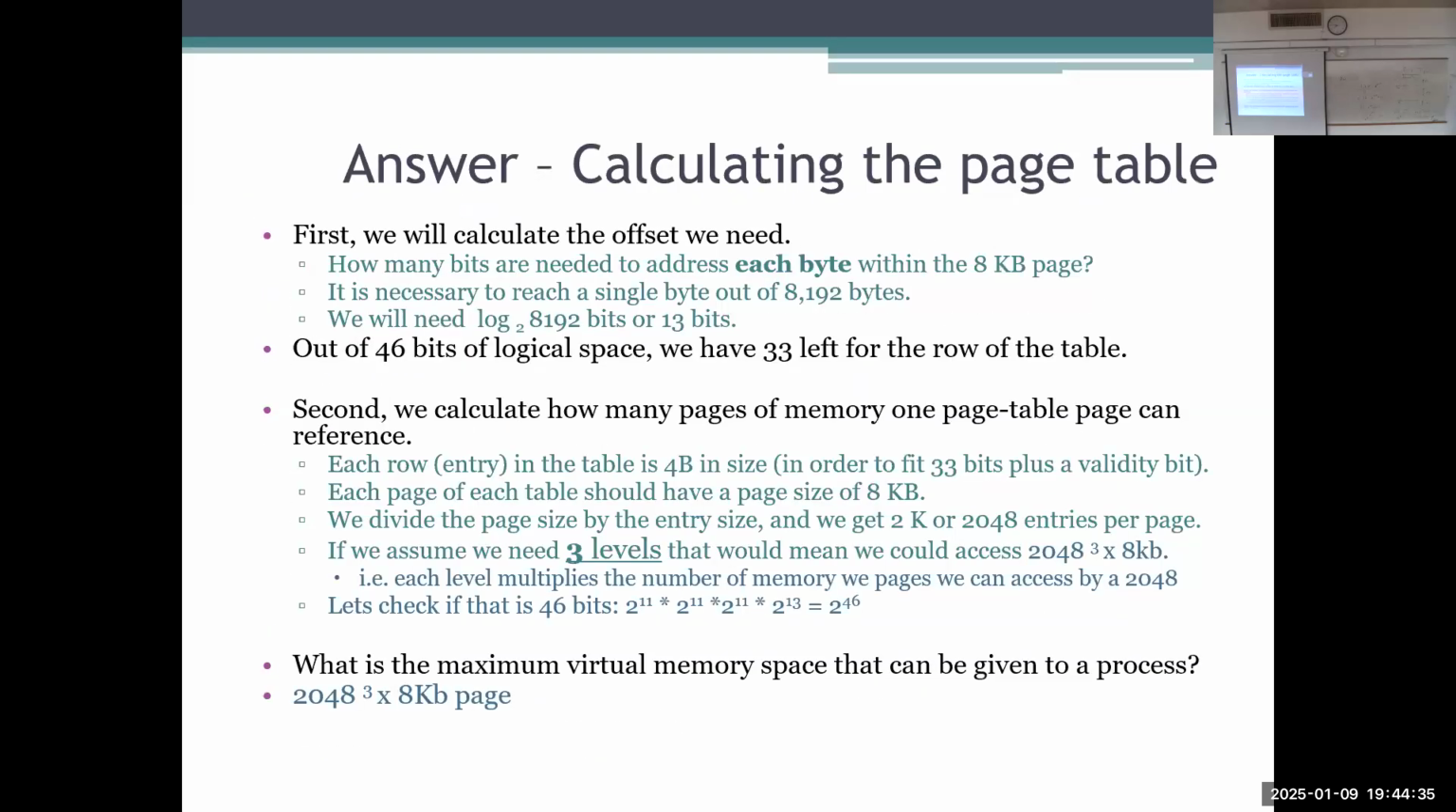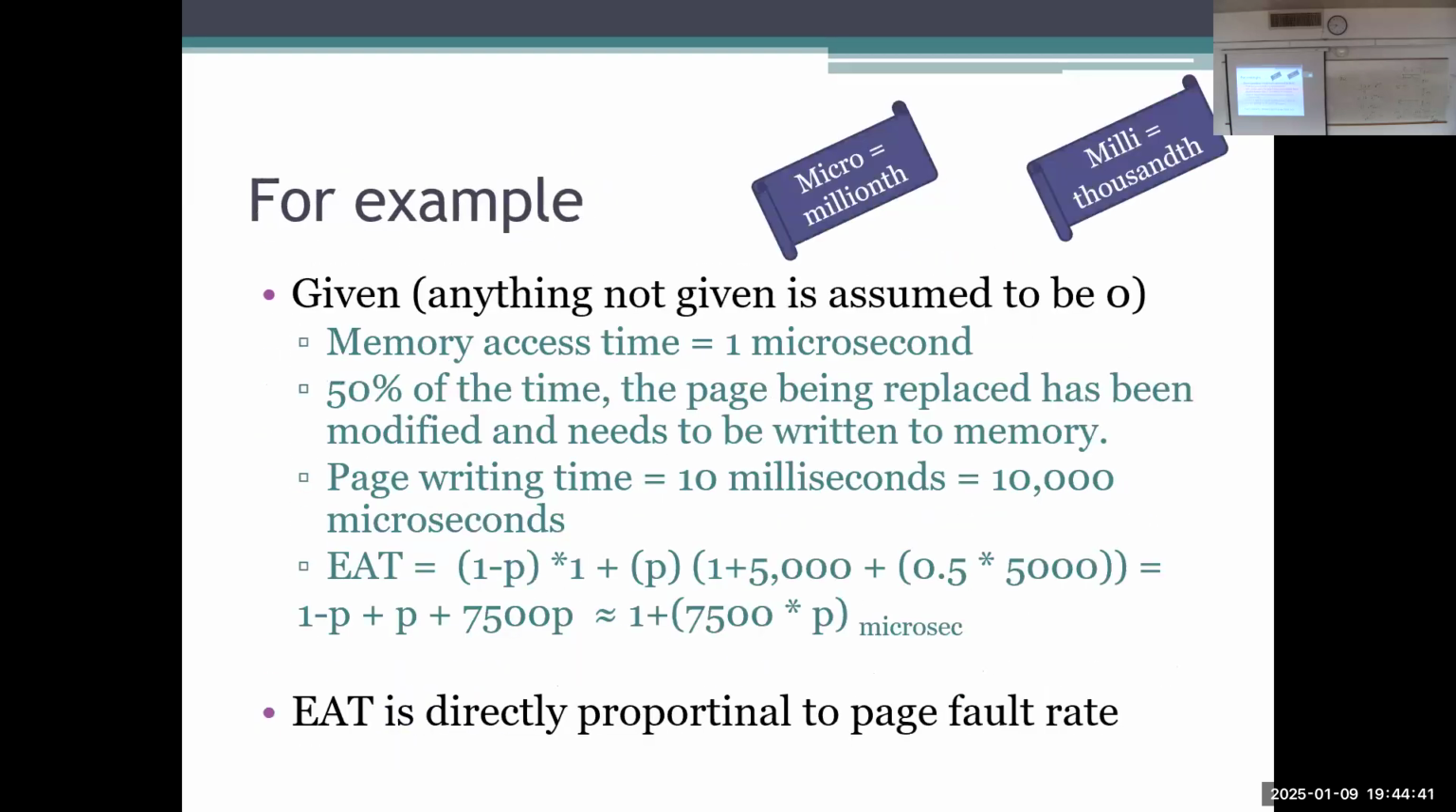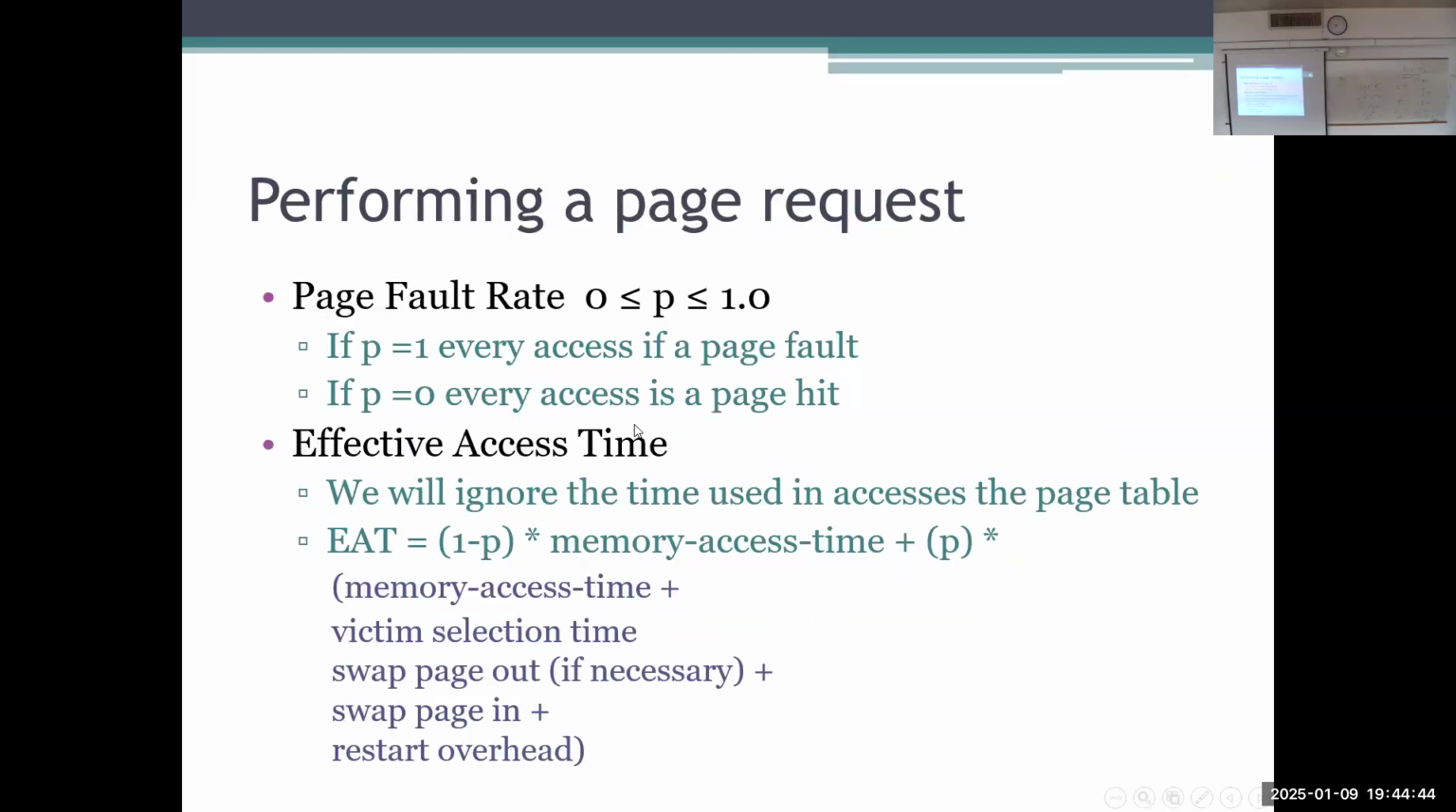Performing a page request, page fault rate. If you remember, this is a little bit confusing, because we saw 2 numbers. We saw alpha, when we talked about the hit rate, and now we're talking about the page fault rate. It's a P, but it's not really the inverse. That was the hit rate, regarding different questions regarding the TLB.